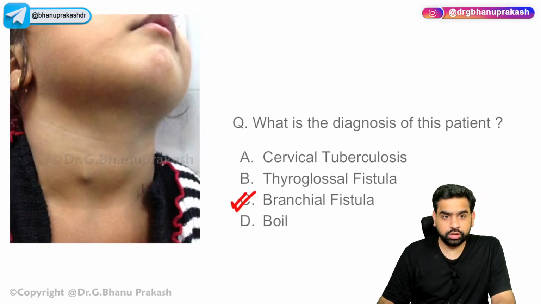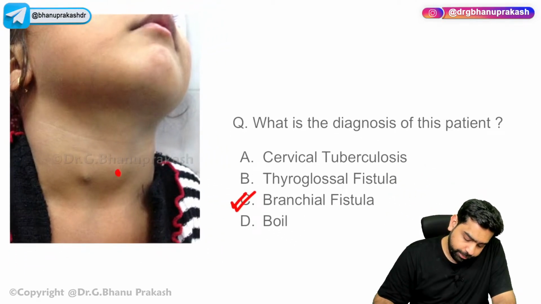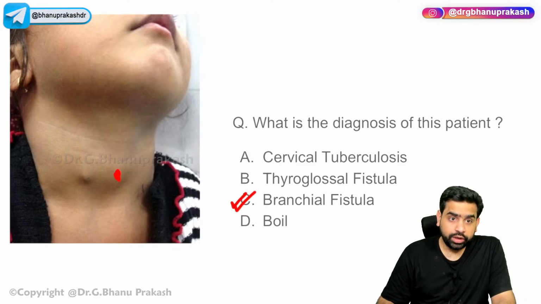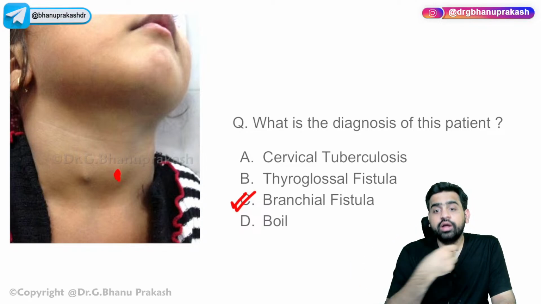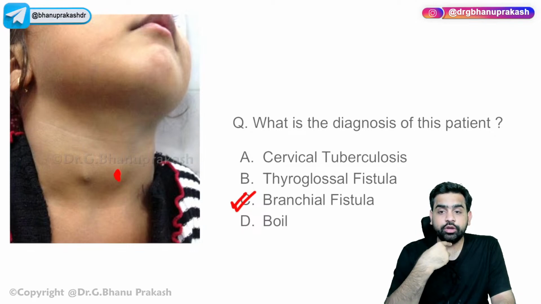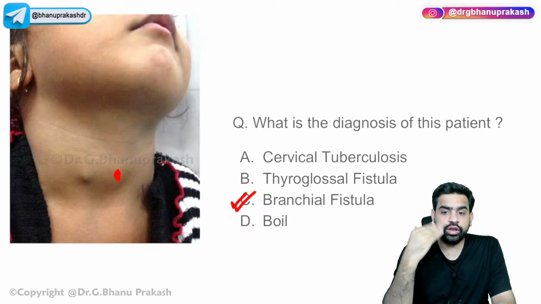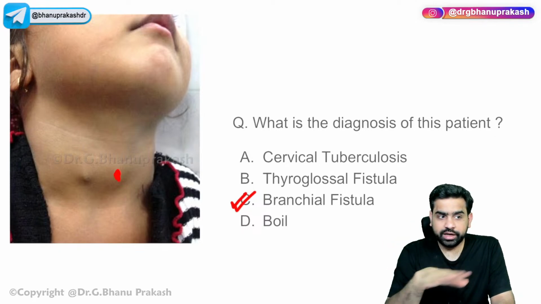Okay, it is not a thyroglossal fistula because it is not a midline swelling. If it would have been a midline opening, then you would have thought about thyroglossal fistula. And if they wanted to mark you as a thyroglossal fistula, first of all, they will give you a midline fistula, and then they will also tell you that it is moving with deglutition and protrusion of the tongue. But over here, they did not give you all these things. So this is a branchial fistula.